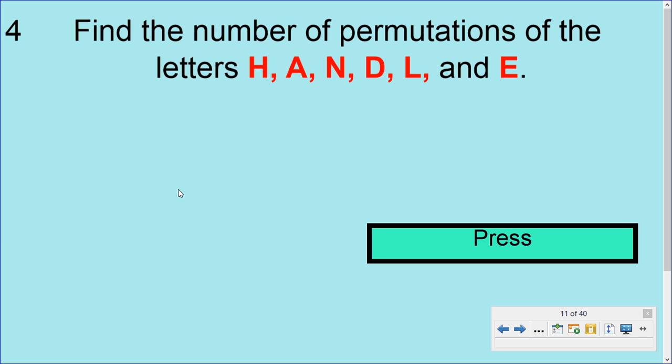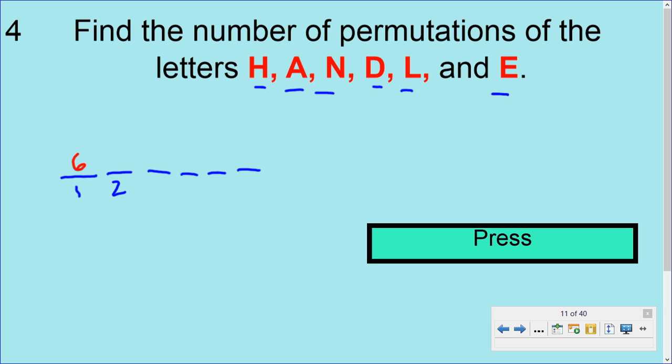Well, let's see. First thing I'm going to do, I'm going to count how many letters are there. 1, 2, 3, 4, 5, 6 letters. So I have 6 letters. So I'm going to draw 6 blank lines. And for the first letter, I have a choice of 6 different letters that could be here. I could put the H or the A or the N, D, L, E here, and there are 6 different letters that can be placed there.